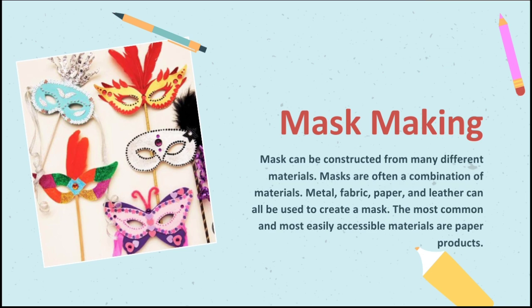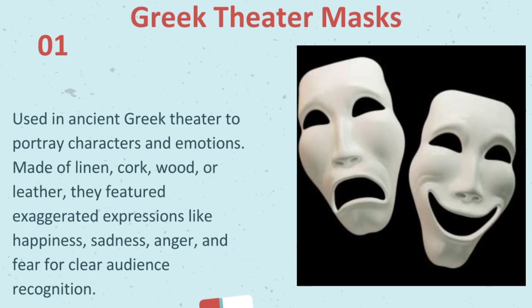The first one is the Greek theater mask. This mask is mostly used in Greek plays. These masks were made of linen, cork, or wood. They had exaggerated facial expressions like joy, sadness, or anger to help the audience understand the character's emotion.